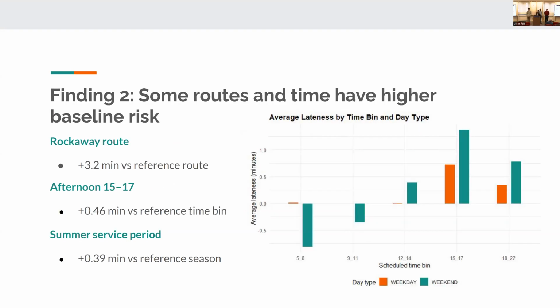Okay, the second finding is that risk is not evenly distributed across routes and time. Rockaway is linked to more than 3 extra minutes of lateness compared with the reference route, and afternoon service is also linked to almost half a minute more lateness. The chart on the right also shows average lateness by time bin, with green highest around 3 to 5 p.m. So this gives operations a simple watch list. Some routes and time windows need closer attention.